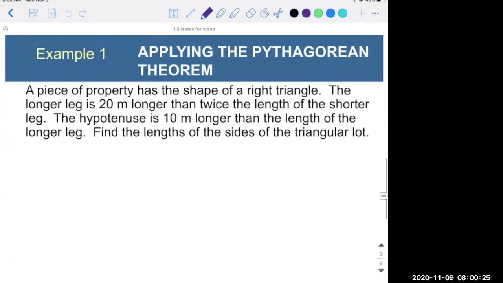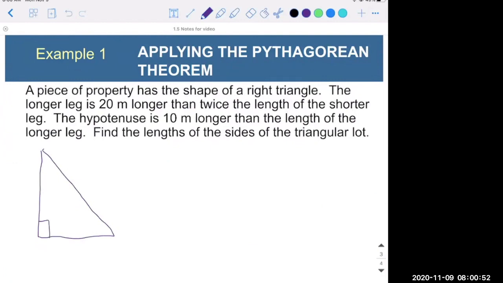Example 1. A piece of property has the shape of a right triangle. The longer leg is 20 meters longer than twice the length of the shorter leg. The hypotenuse is 10 meters longer than the length of the longer leg. Find the lengths of the sides of the triangular lot. So every single one of these problems, you'll need to be drawing a picture for. So we've got a right triangle.